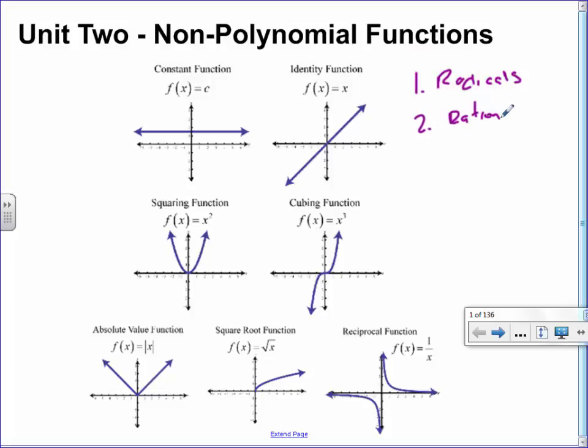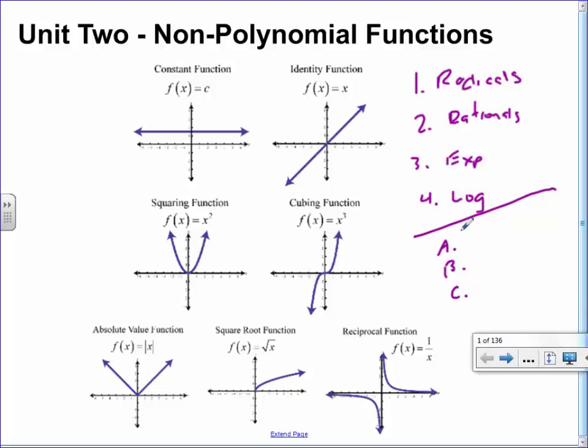Radicals, rationals, exponential. I'll just abbreviate to exponential, and logarithms. I'll just abbreviate that logs. Those are the 4 main sections, and in each of these sections, the main things I need you to be able to do: you need to be able to graph them, you need to be able to solve them, and the first thing is you should just know the generic properties.